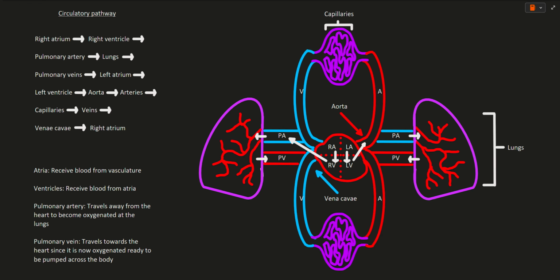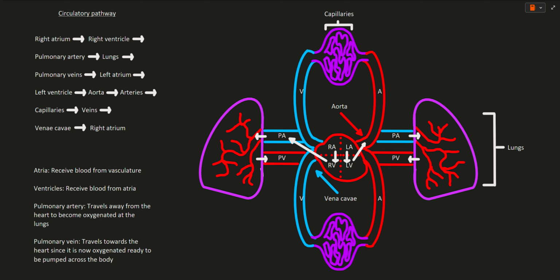This diagram depicts the circulatory pathway and how blood is distributed across the human body. The whole point of the circulatory system is to oxygenate blood at the lungs, send that oxygenated blood to the heart so it can pump blood to the body, and then send the now deoxygenated blood back to the heart so it can be reoxygenated again at the lungs.